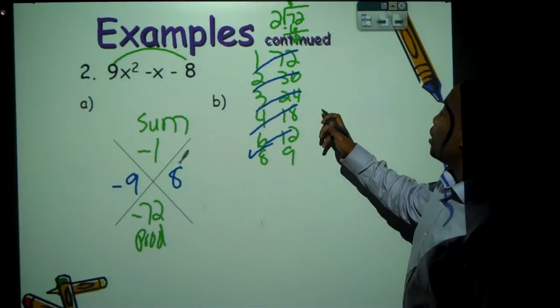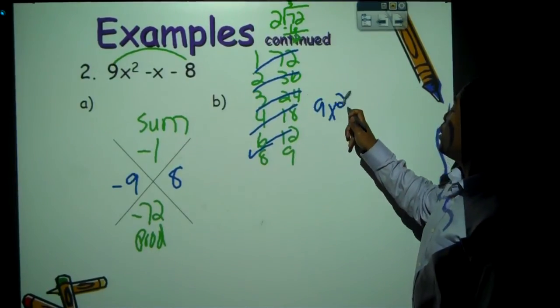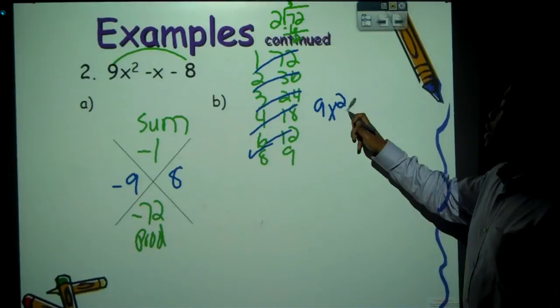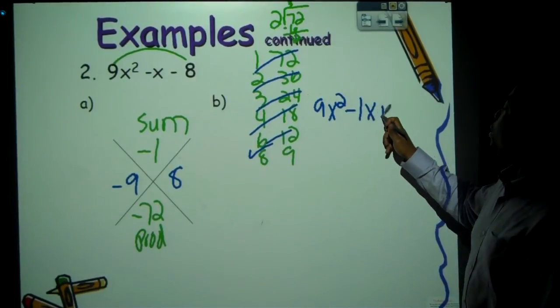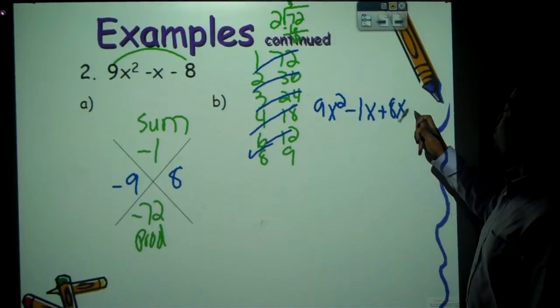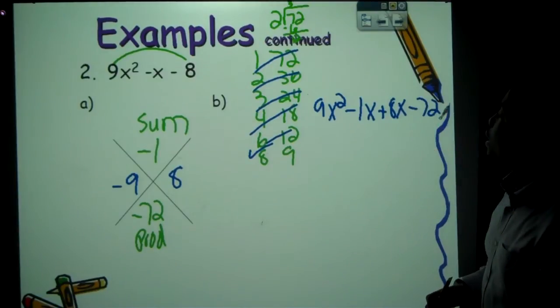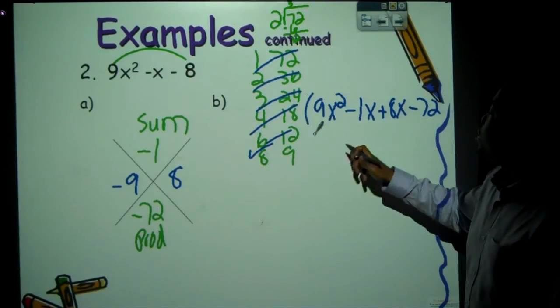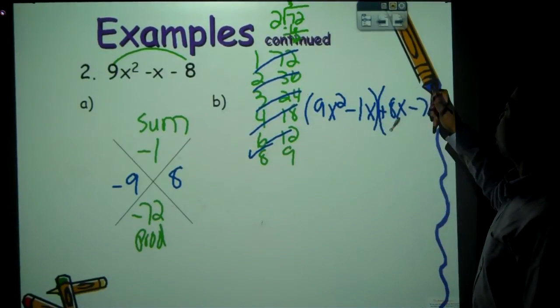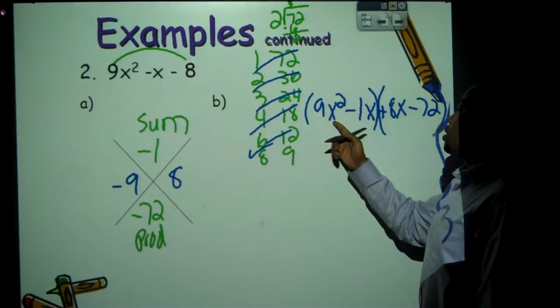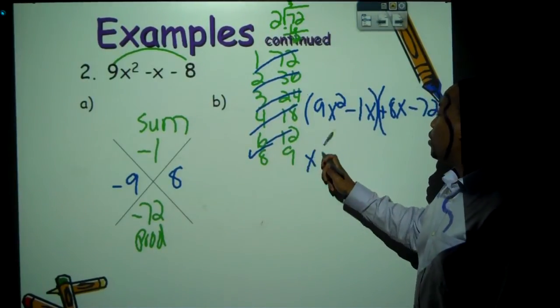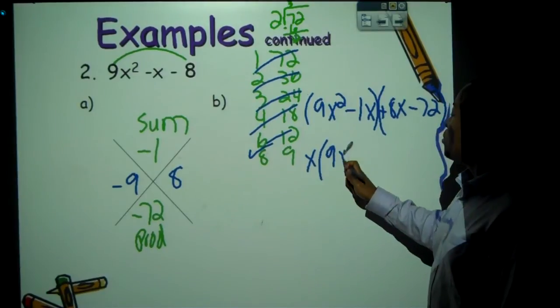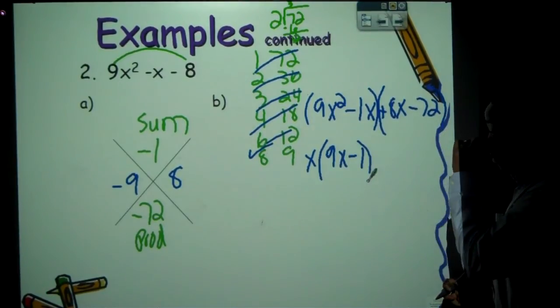So now we're going to do our factor by grouping, right? So that would be 9x squared minus 1x plus 8x minus 72. Now let's group everything together. Group this together with this and this together with that. What do we get? This will just be an x here. So that would be 9x minus 1. And what goes here?